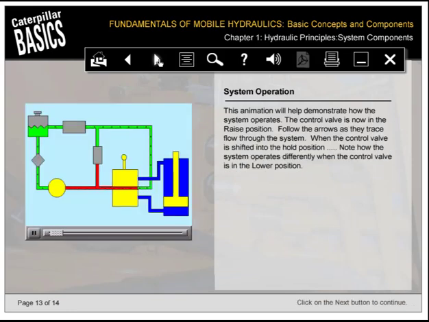This animation will help demonstrate how the system operates. The control valve is now in the raise position. Follow the arrows as they trace flow through the system. Note how the system operates differently when the control valve is in the lower position.